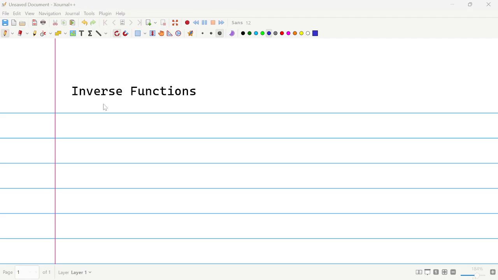Hello everybody, welcome to inverse functions. So inverse functions is not really that intense of a topic. The only difference that you really need to know is the fact that we'll go over that.